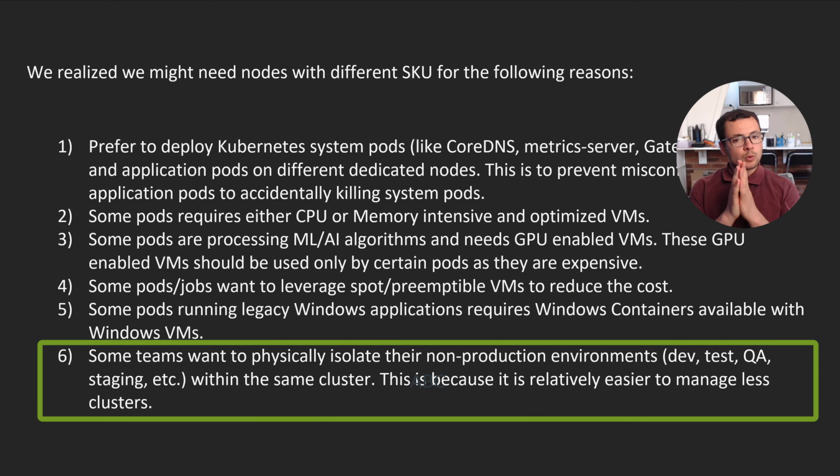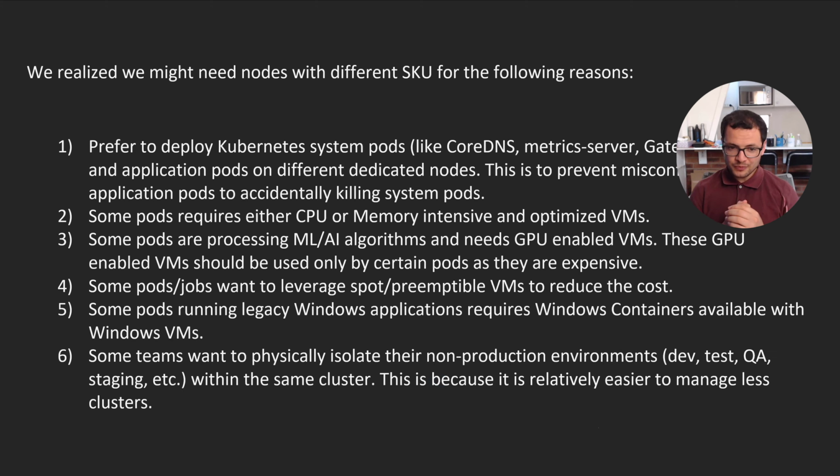Some teams want to physically isolate their non-production environments like dev, test, QA, and staging within the same cluster. This is because it's relatively easier to manage fewer clusters, so they won't have one single cluster for each non-production environment. This is the number six reason for using multiple node pools. These teams realized that logical isolation using namespaces is not really enough. They wanted physical isolation between the different environments, applications or teams.